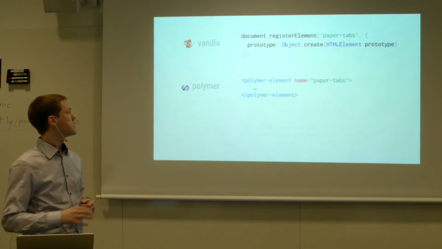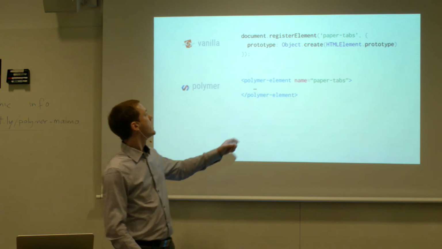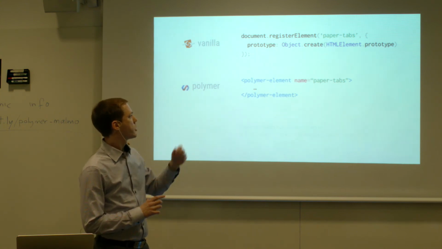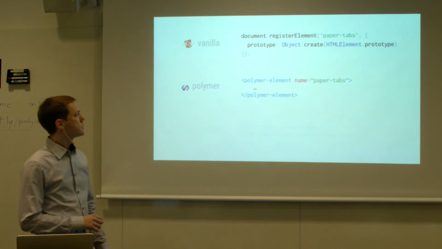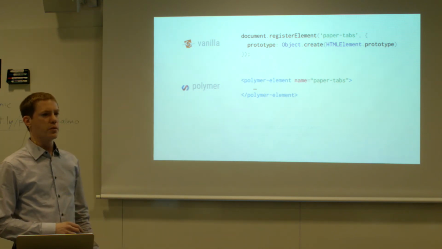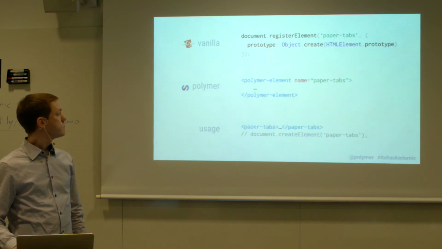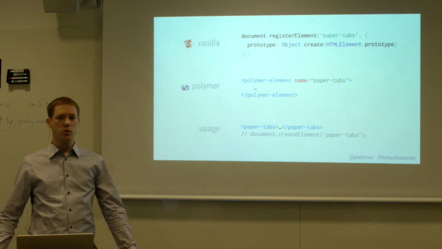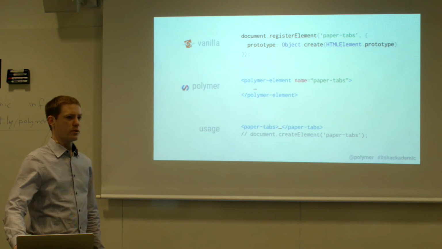So with Polymer, it becomes simpler. They went ahead and made it very meta. They created a custom element that lets you create custom elements, and it's called polymer-element. You give it a name, paper-tabs, and the Polymer toolchain just figures out the prototype that you're going to use. And you use it like this, as we saw before. You can also create it with document.createElement as normal. So, yet again, it's the standard APIs you used to use.